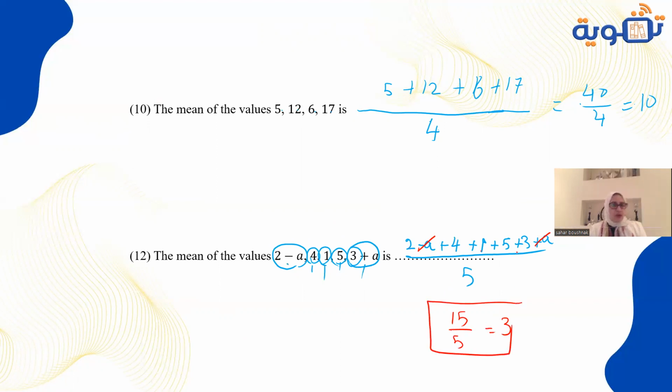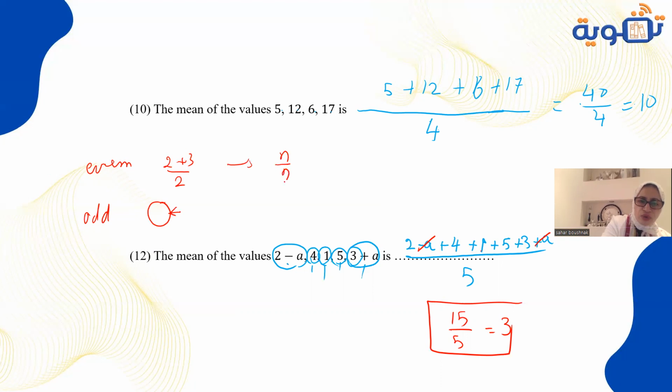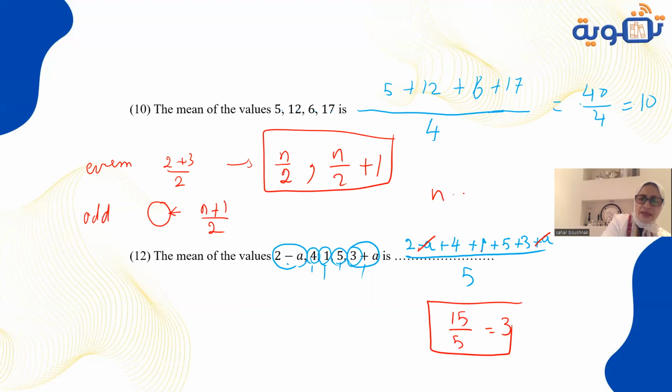Before ending, I want to tell you that the median is the number in the middle, but if there is an even count of numbers, I will add the two middle numbers together and divide by 2. And if it is odd, it's exactly the number in the middle. About the order in the even case, it can be n over 2, comma, n over 2 plus 1. This is the rule. And for the odd case, it will be n plus 1 over 2. And what is n? It's the number of the numbers.